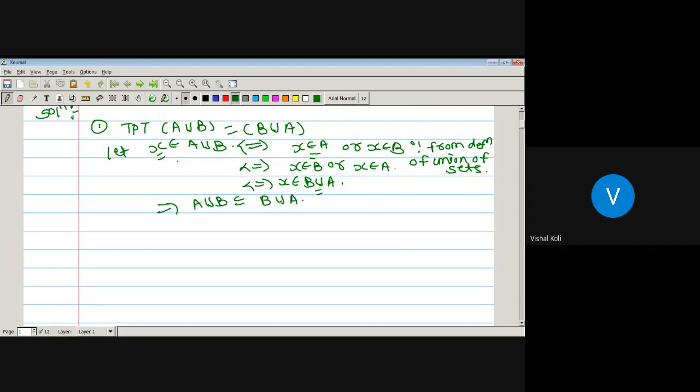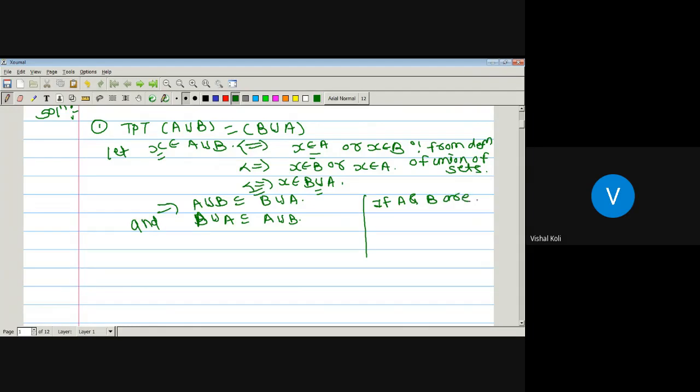This is from the first condition, that is if x belongs to A union B, which implies x belongs to B union A. But this one is an if and only if condition, that is if x belongs to B union A, then it can be written as x belongs to B or x belongs to A, which is nothing but x belongs to A or x belongs to B. If x belongs to A or x belongs to B, which implies x belongs to A union B. Therefore also, B union A is a subset of A union B, which is just from the definition of union of two sets.